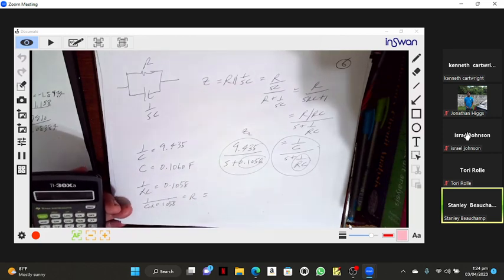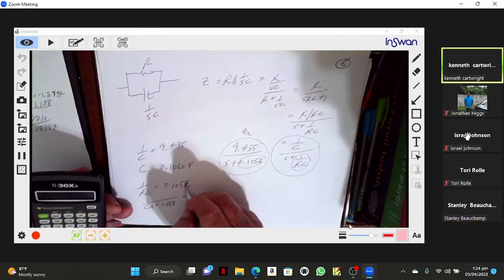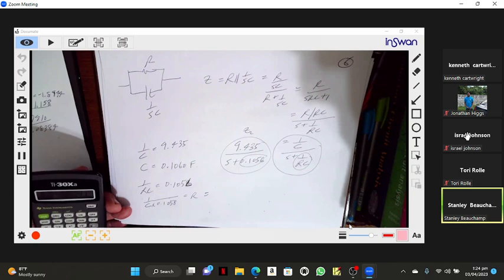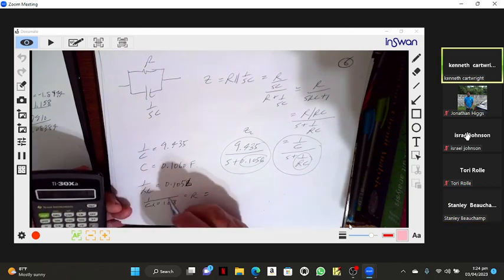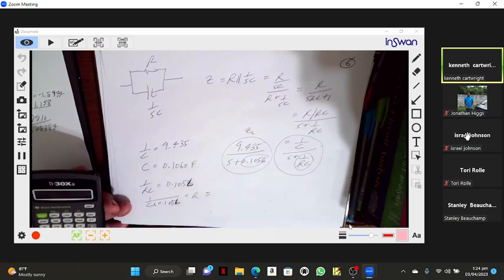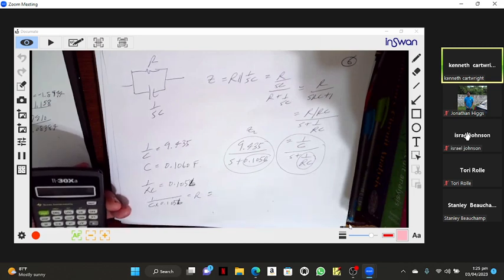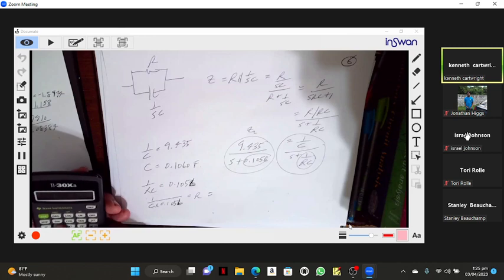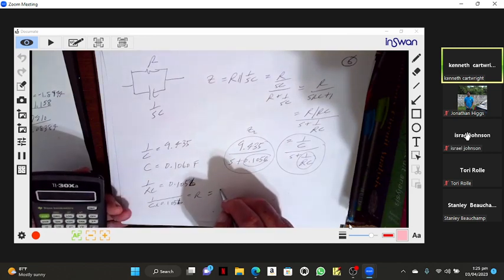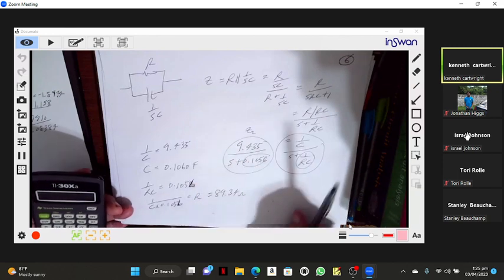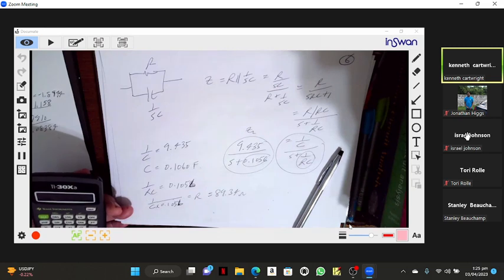Thank you for paying attention. So you can change it in the denominator too. I see what you mean. So that is C equals 0.1060, and R is the reciprocal of C times 0.1056. So that's 89.34 ohms. But somehow that doesn't seem right.